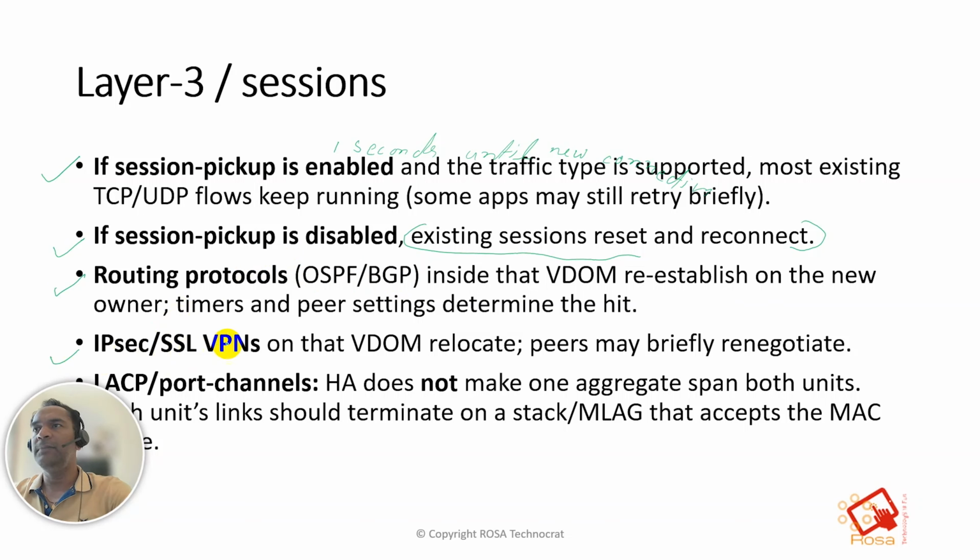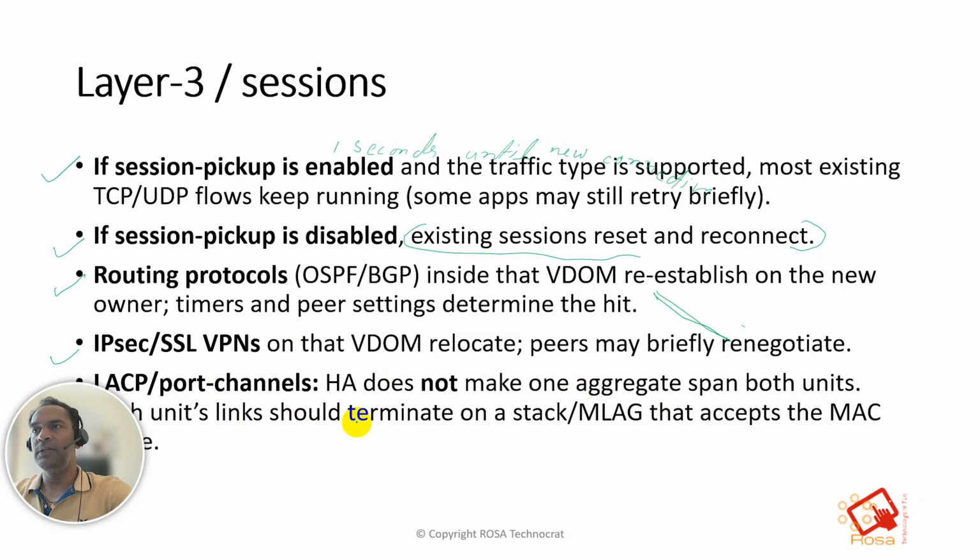IPsec and SSL VPN on that VDOM relocate, and peers may briefly renegotiate. So you need to see routing protocols renegotiate and IPsec tunnels also renegotiate. With LACP port channels, HA does not make one aggregate span both units.